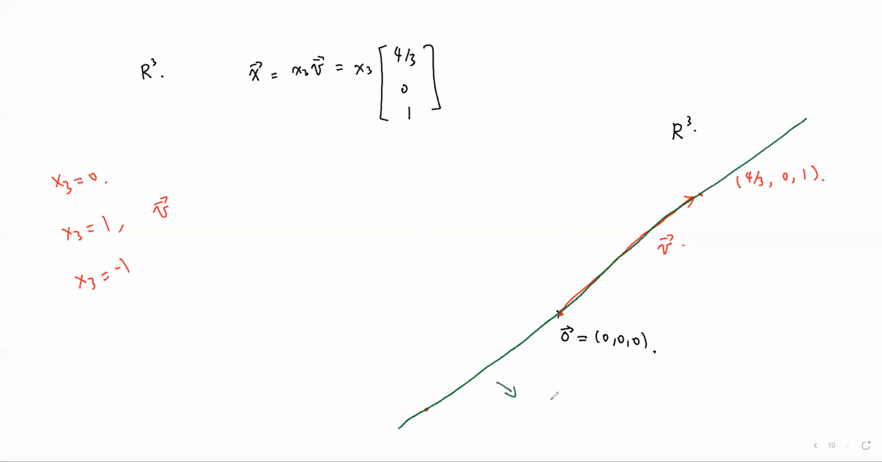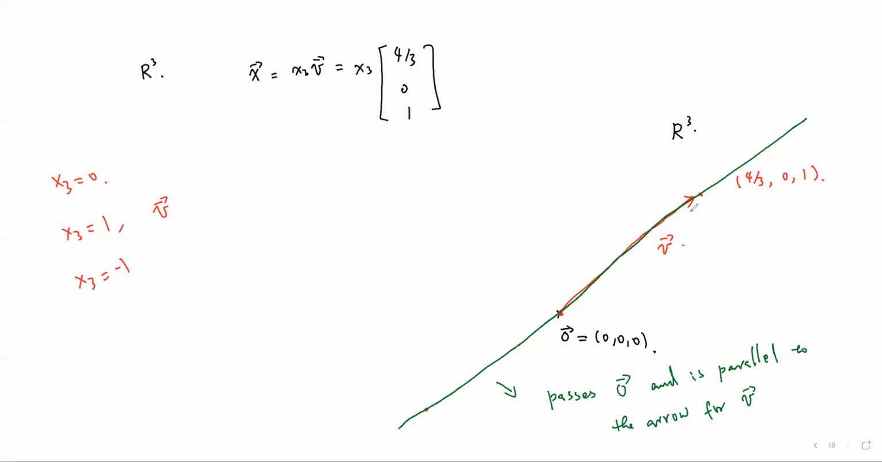This line passes through the origin and is parallel to the arrow for vector v. The arrow for vector v is this arrow starting at the origin and ending at this point. This arrow represents vector v. So the line through the origin and parallel to this arrow is the graph of the solution set.